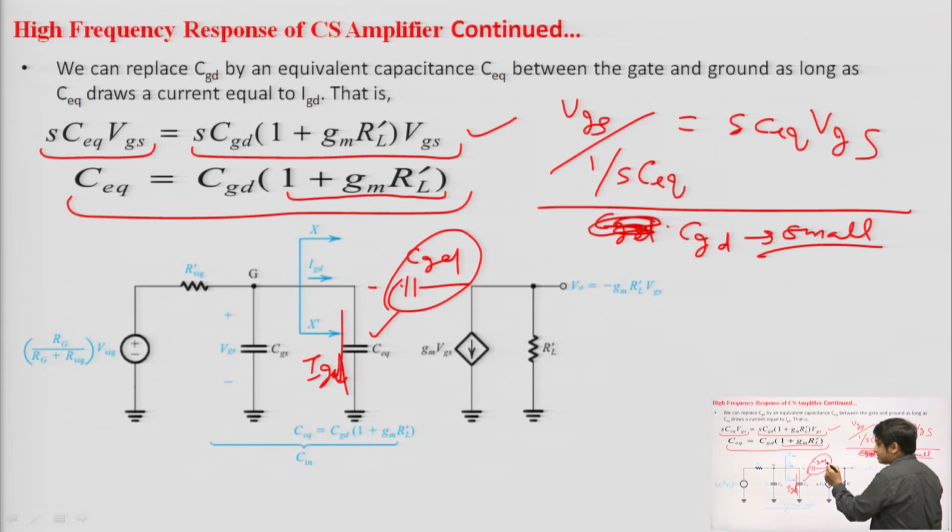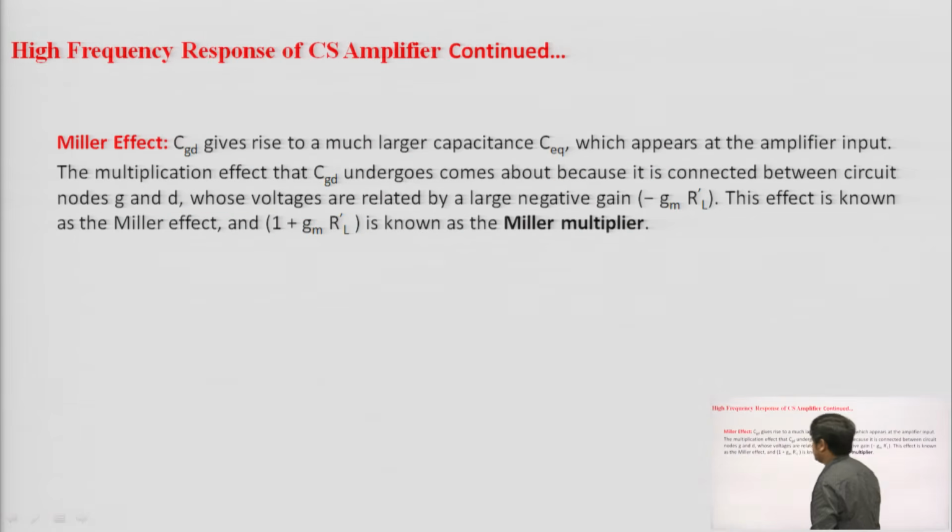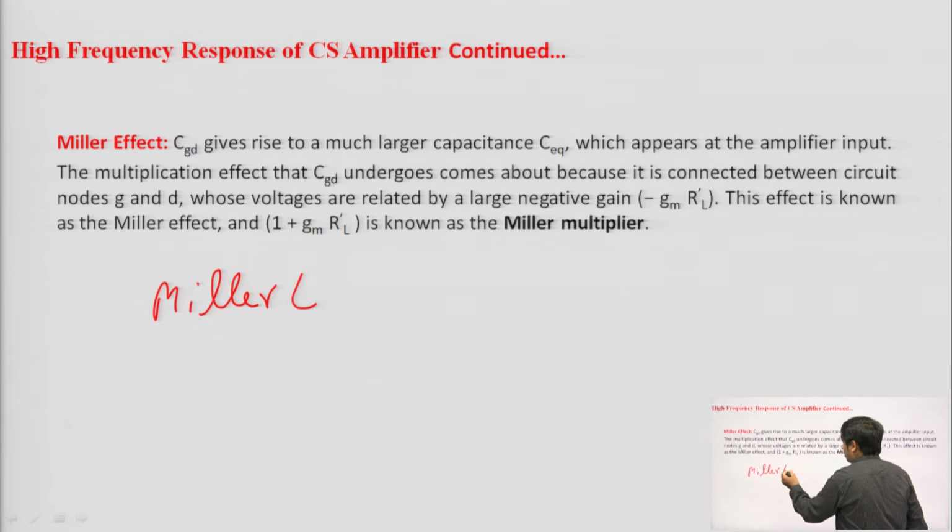Now, you can see that this CGD is connected between the gate and drain terminals, and in a common source amplifier the input is applied at gate and the output is taken from drain. So, whenever a capacitor is connected between two high gain nodes, the value of the input capacitance is increased by the amount 1 plus GMRL dash, although GMRL dash is very high. So, sometimes we neglect this one also. This is called the Miller effect.